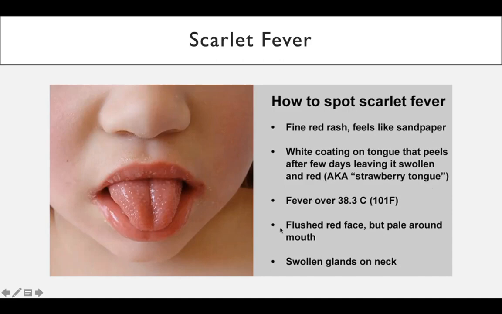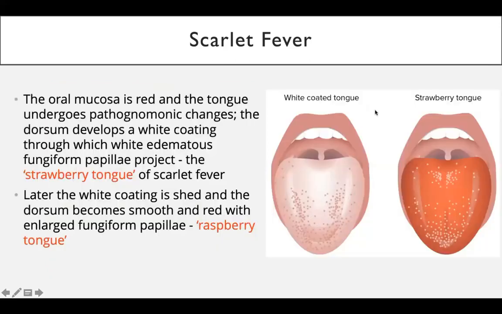Fever, high grade, flushed red face. This flushed red face will cause red cheeks. So red cheeks, red rash, red strawberry tongue, but pale around the mouth, and swollen glands on the neck, giving it a look like mumps, but this is scarlet fever. You need to know your infections to distinguish. The oral mucosa is red and the tongue undergoes pathognomonic changes.